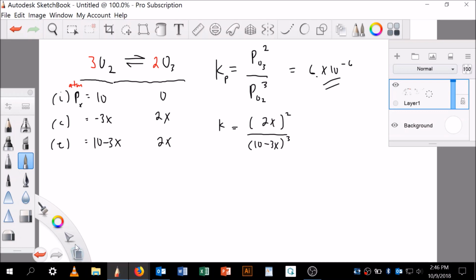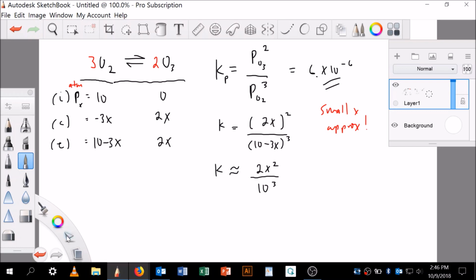So since it's small, we're going to use the small x approximation. And what that means is if you have something that's not small, like 10, and you have a small that's added to it, this is basically going to be about the same as 10. So let's come back over here and say this is about the same as 2x squared over 10 cubed, right? And we'll check that assumption in the end.